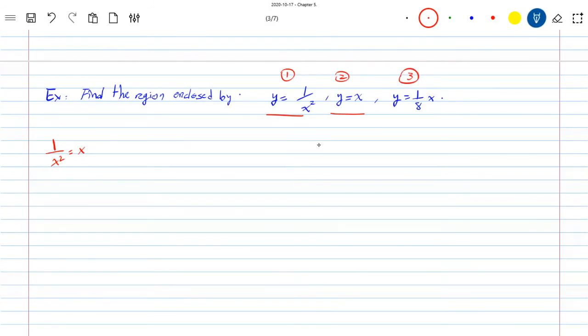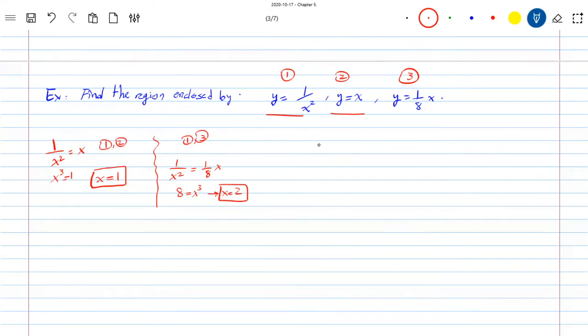Okay, so where does this happen? You can multiply both sides by x squared. You'll get x cubed equals 1, and take a cube root, so x would be simply 1. So this is the intersection of curves 1 and 2. They intersect at x equal to 1. How about if you focus on curves 1 and 3? Where do they intersect? If you have 1 over x squared equal to 1 over 8x, you can again multiply both sides by x squared and by 8. You'll get 8 equals x cubed. If you take a cube root, x would be 2.